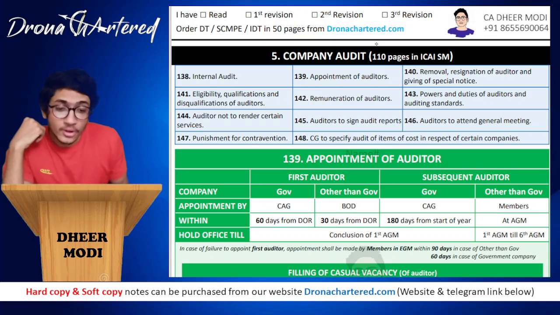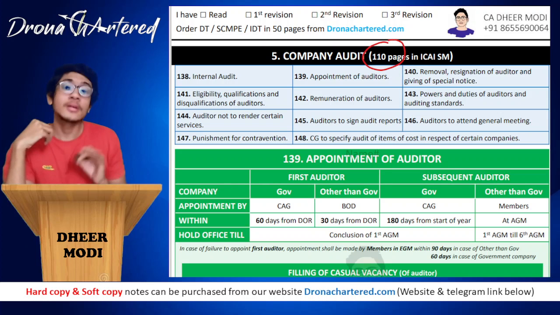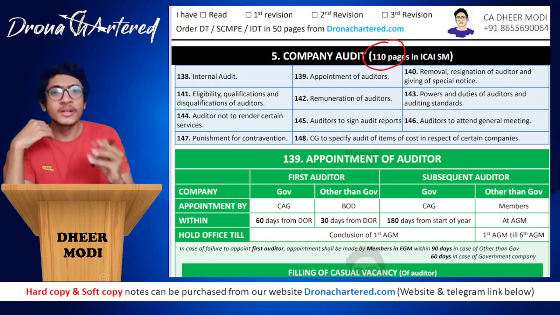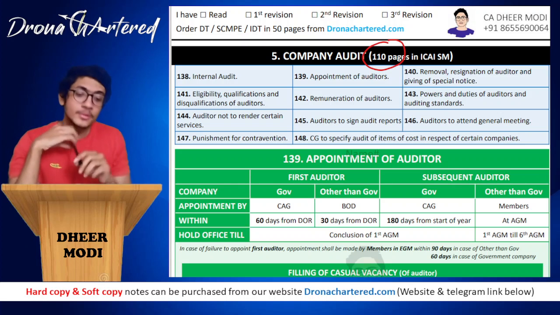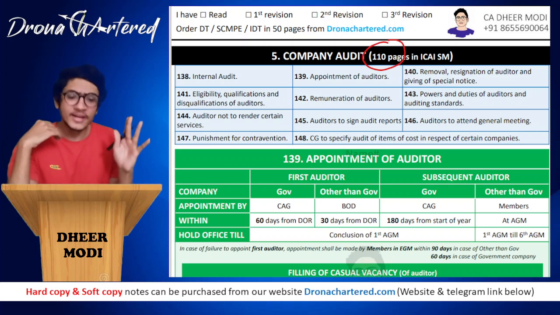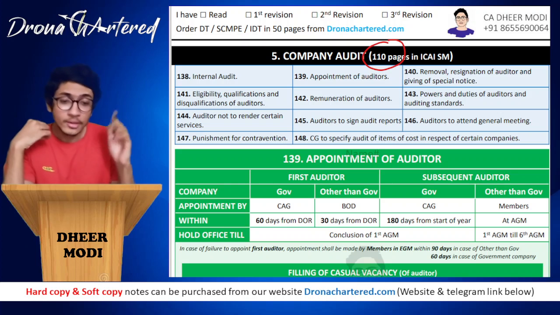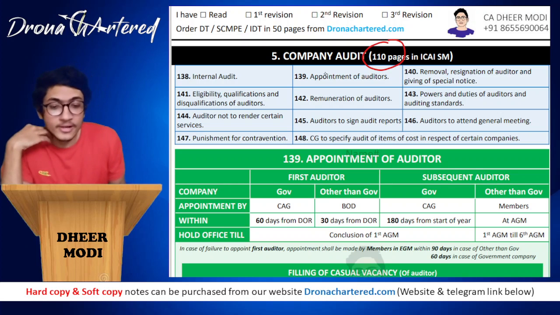So this is your 110 pages in ICI study module, which I have put into approximately 6 to 7 pages. There are no keys in this chapter, so you just have to understand the chapter. It is a very easy chapter. You have to go with the flow. So let's start. We are doing this from our audit in 100 pages notes.